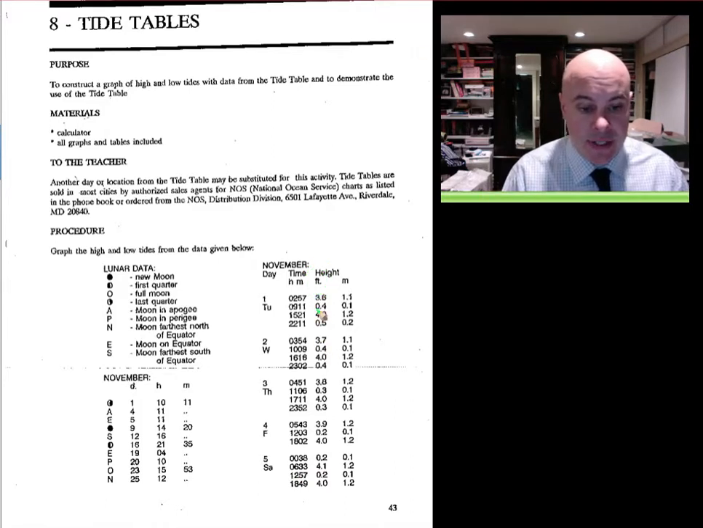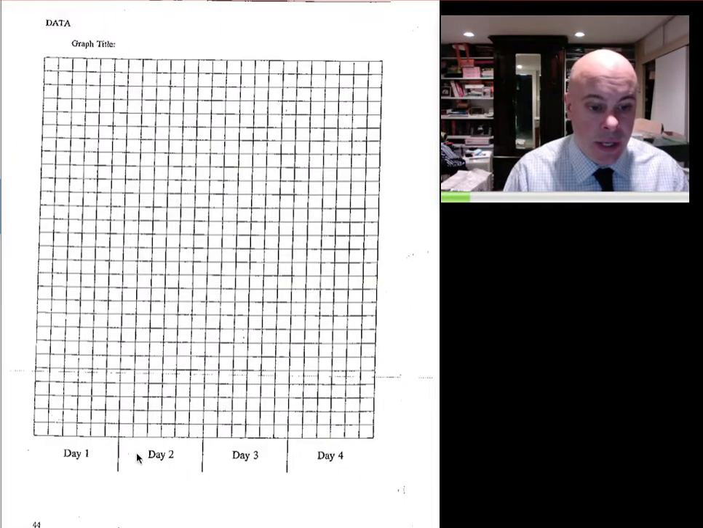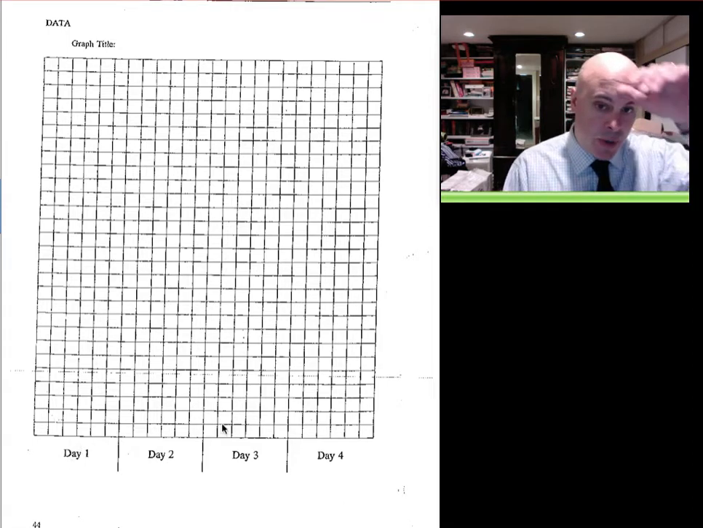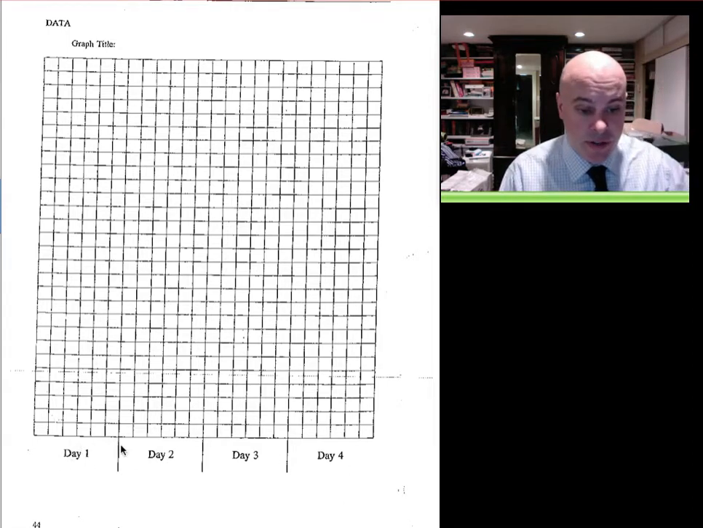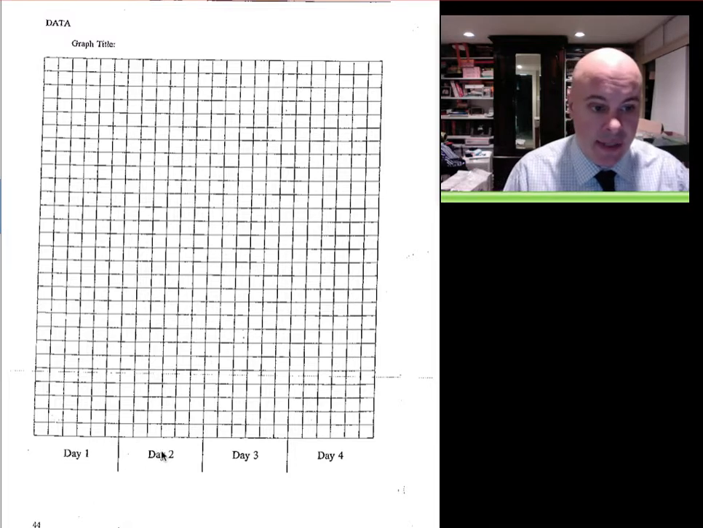There are a few things that you have to realize. One is that our graph here gives you day on the x-axis, day 1, day 2, 3, 4. There's 24 hours in each day, so I'll show you how to tackle that in a second.